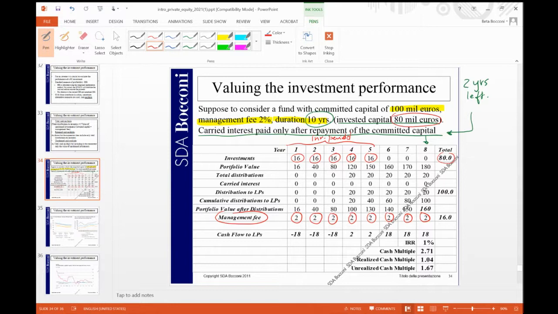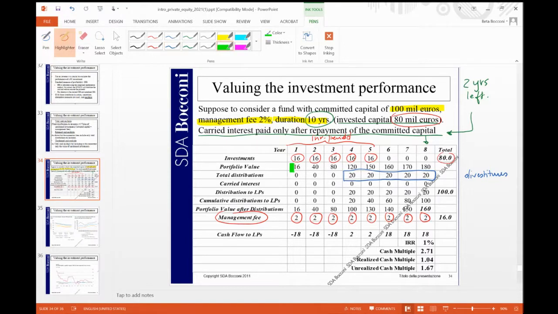The third hypothesis that I make is that in terms of divestitures, I start divesting my portfolio, starting from year number 4, for an amount of 20 million per annum. So these are the divestitures. So I sell companies included in the portfolio, 20 million per annum.